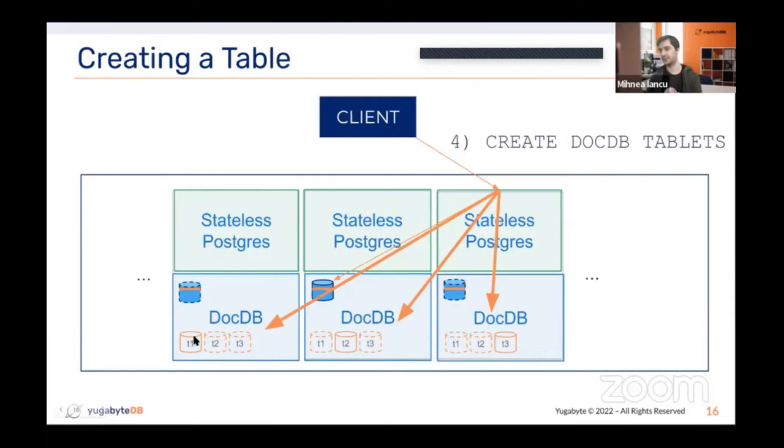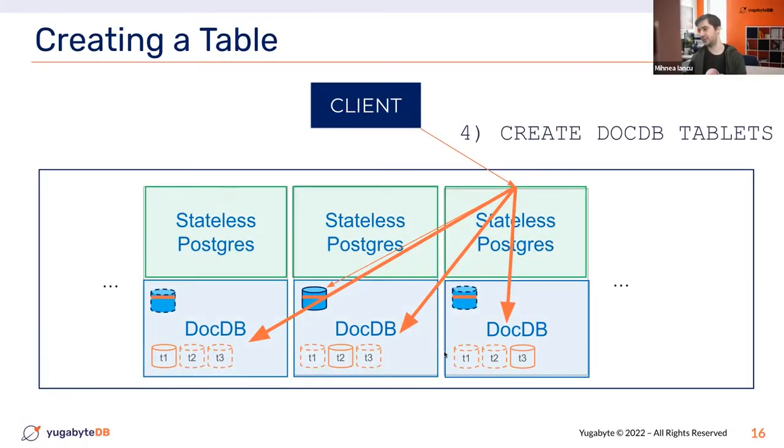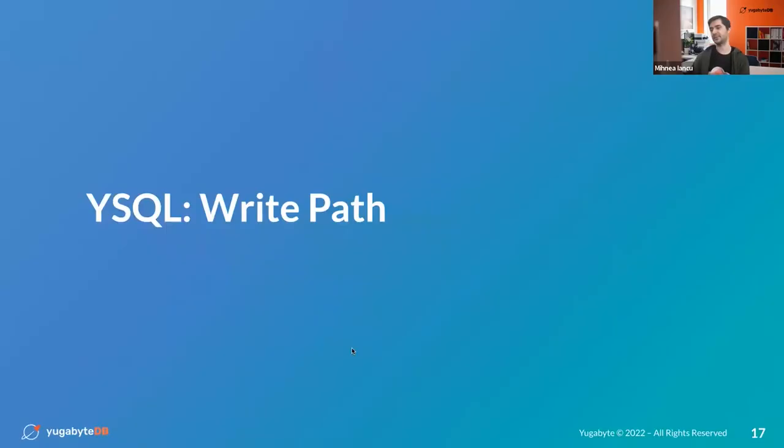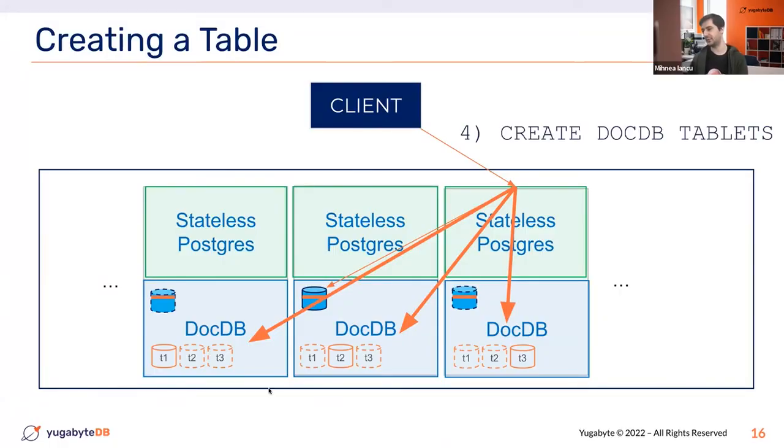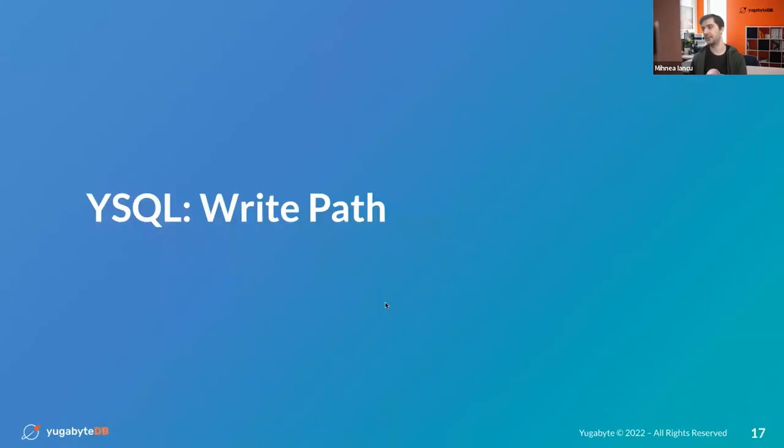So in this case, the first node is the leader for T1, and has followers for the other two, and so on. After this, the table is basically created. So that's how create table works. For non-tables, like a view and so on, you don't have to create tablets. You just have to store it in the metadata.